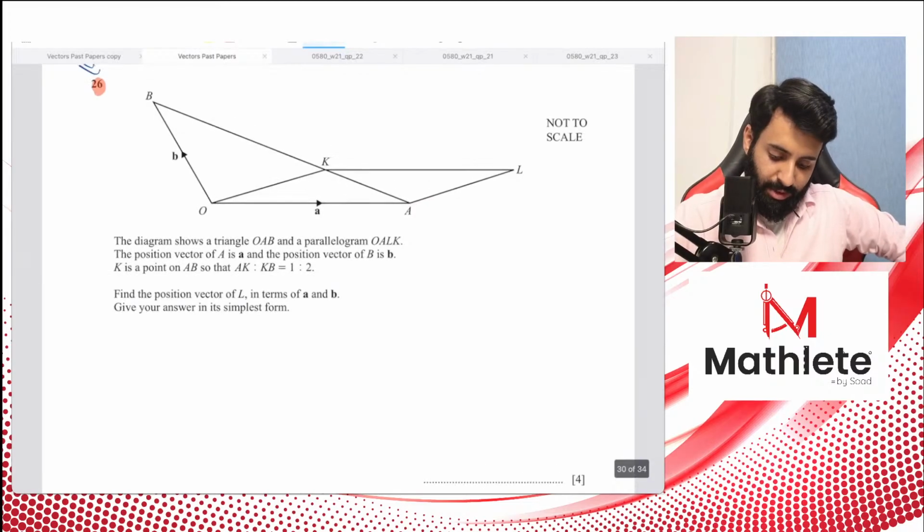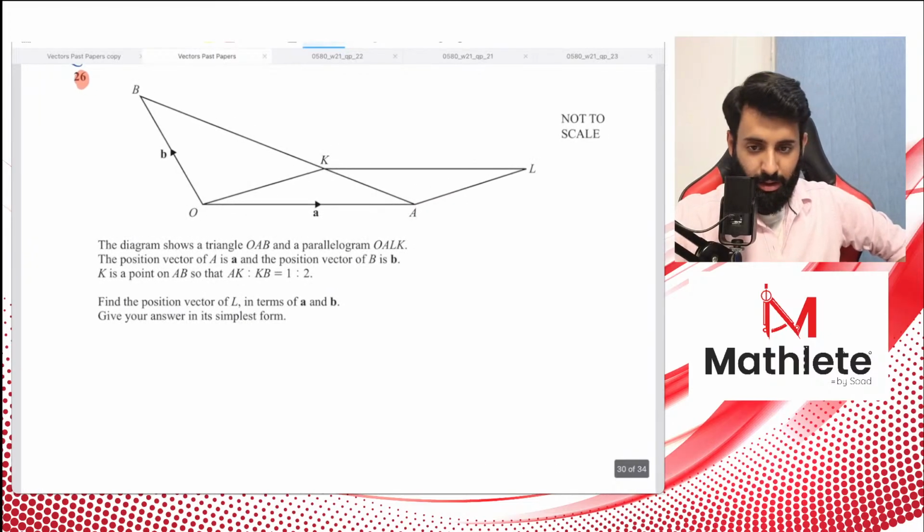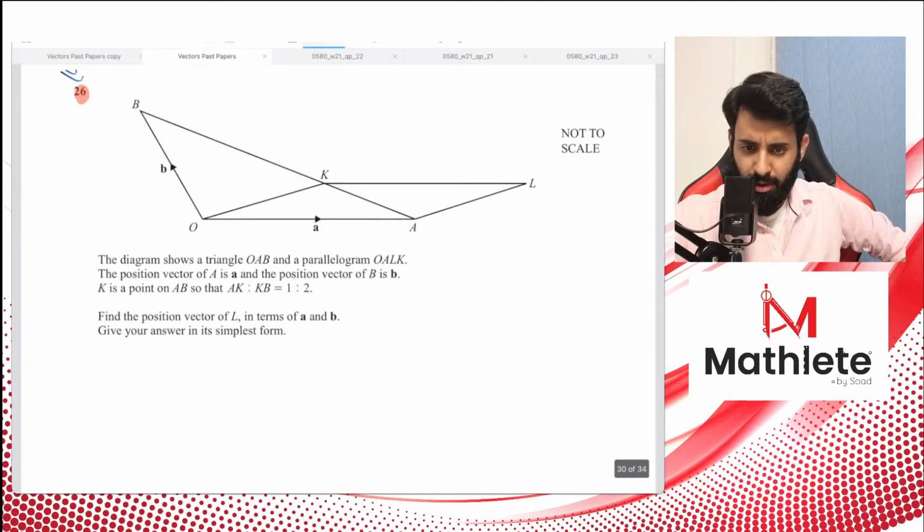It says the diagram shows a triangle OAB and parallelogram OALK. So if AB equals any letter, how can we express it as a column vector? Okay. So you only express vectors which have actual coordinates as column vectors.